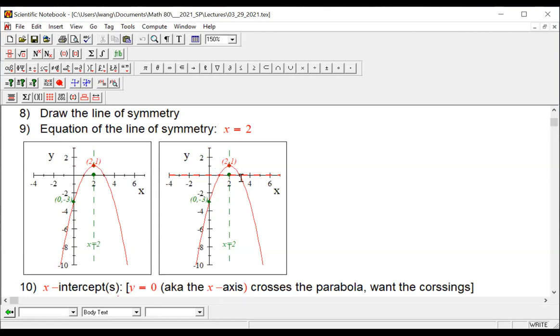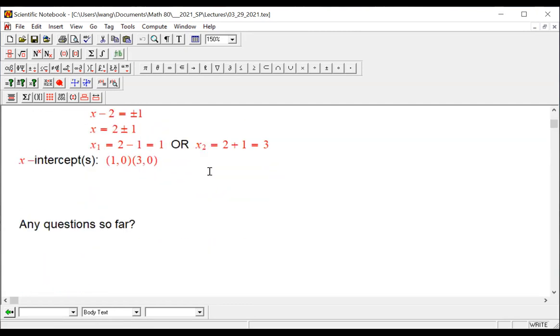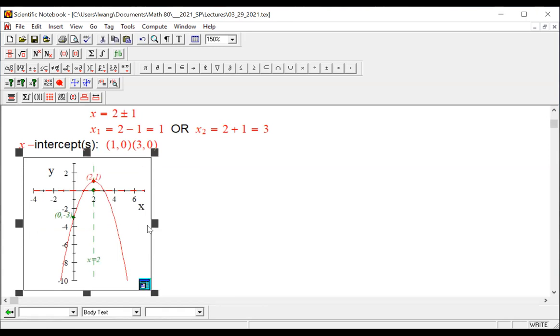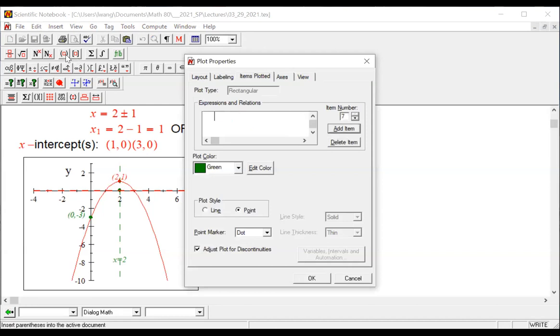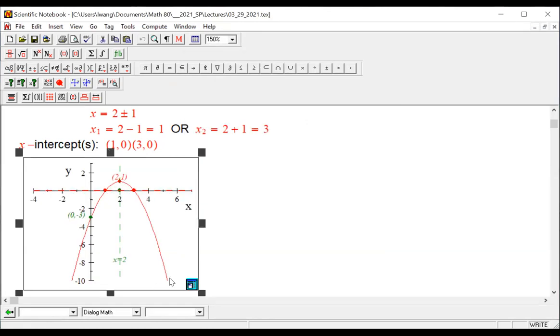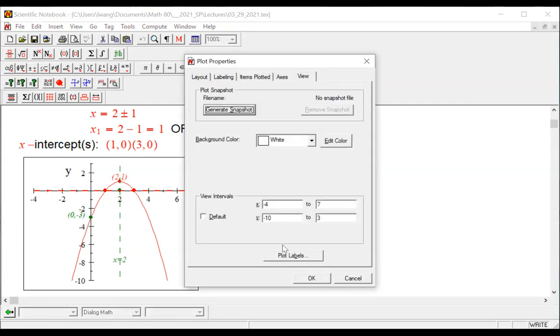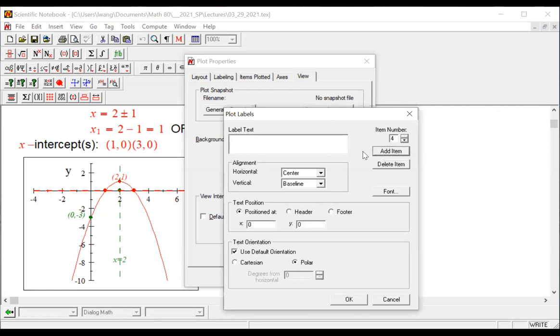Okay, so now we can mark these two points. Let's mark these two points. I'm going to mark these two points. Could you mark them with me? That's red. (3, 0). Write these two dots and mark these points on your graph. (1, 0).